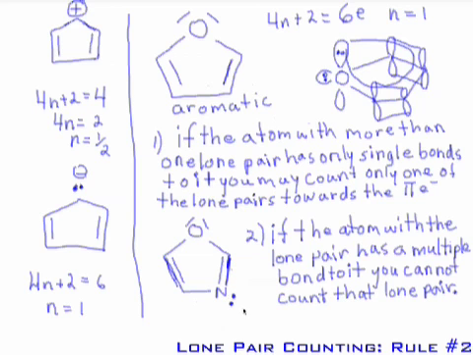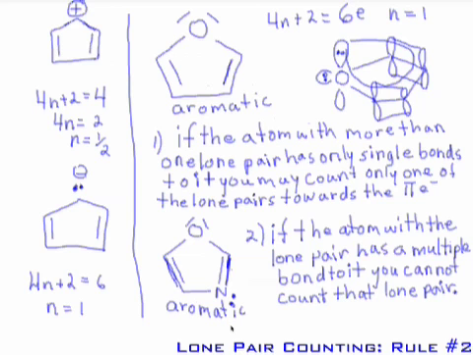So that lone pair is not perpendicular to the ring. It's in the plane of the ring. It's not available for side-to-side overlap. It can't be counted. Oxygen can only count 1. Again, 2, 4, 6. 4n plus 2 equals 6 electrons. N equals 1. This molecule will also be aromatic.